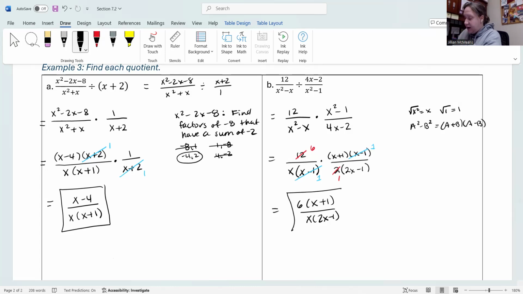And there you have it. That would be your final answer. And you can certainly leave that in factored form. You don't have to distribute. So that's dividing rational expressions.